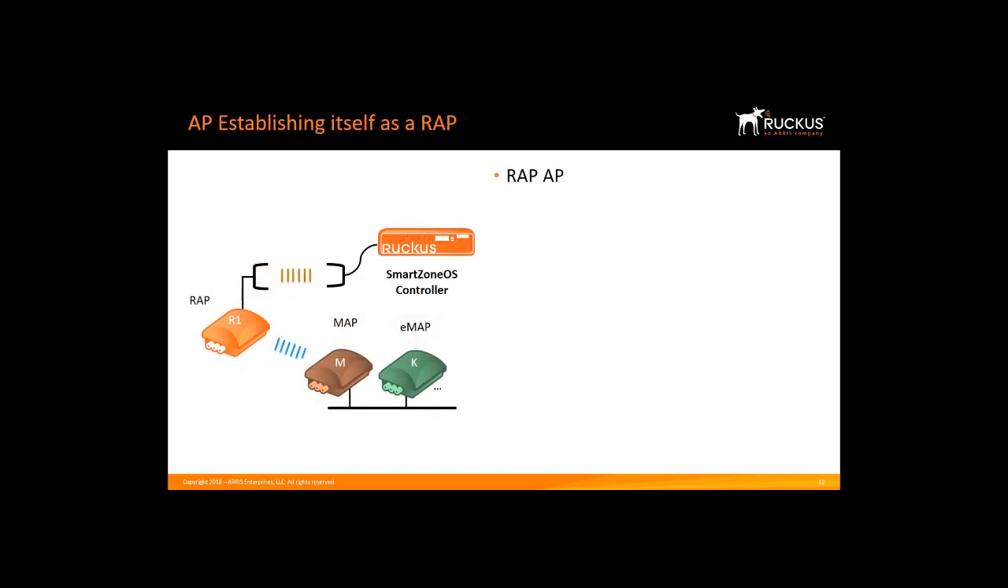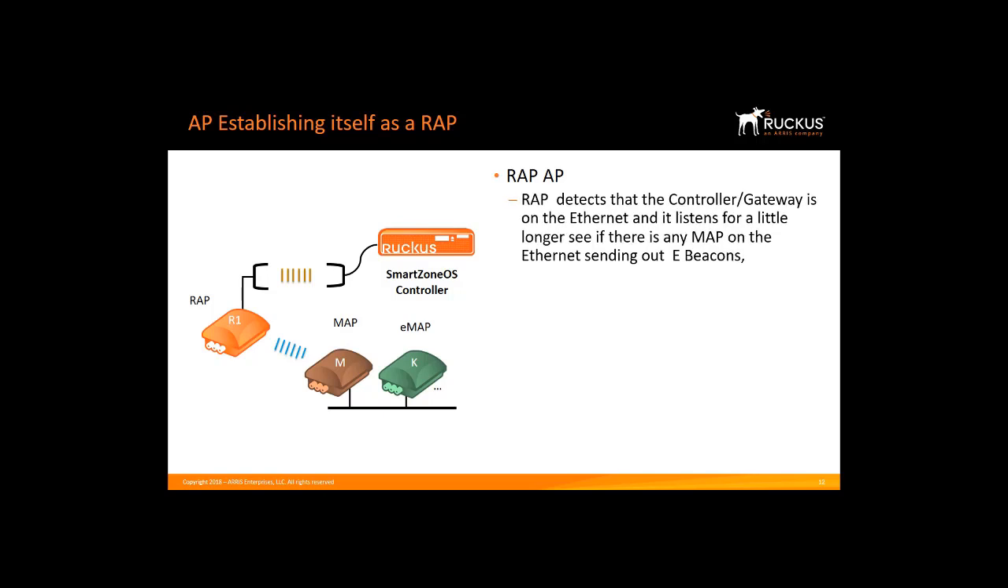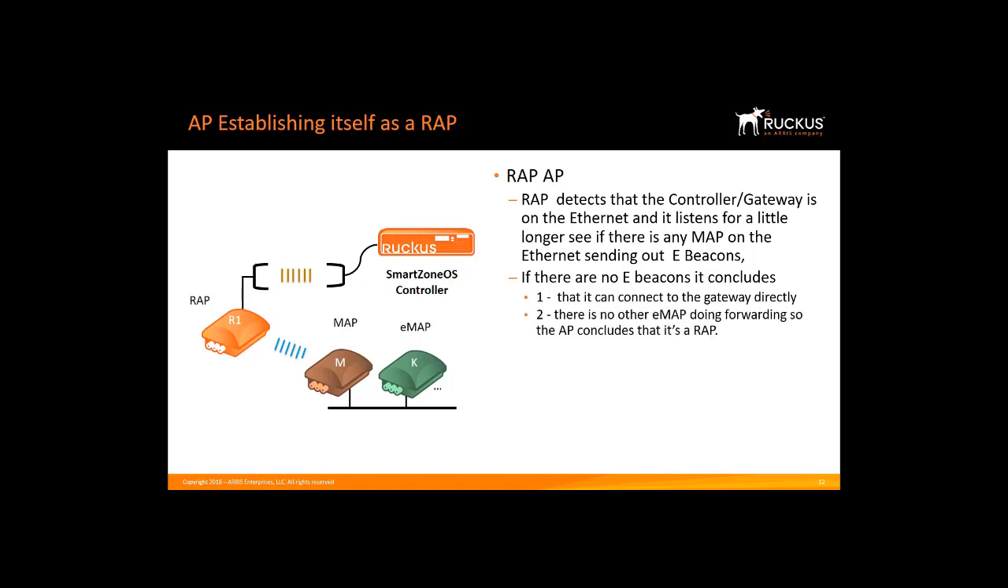Let's look at how an AP establishes itself as a root access point. An AP that becomes a wrap first detects that a gateway or controller is on its Ethernet link, and it listens for a little longer to see if there is any map on the Ethernet sending out e-beacons. If there are no e-beacons, then it concludes the following: 1, that it can connect to the gateway or controller directly, and 2, that there is no other eMAP doing forwarding, so the AP concludes that it's a wrap.